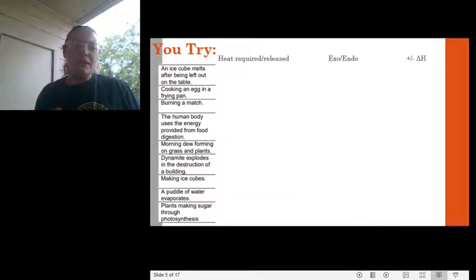So take a minute, try to fill in the table with whether or not heat was required or released. The reaction was exo or endothermic, and the change in enthalpy was positive or negative.